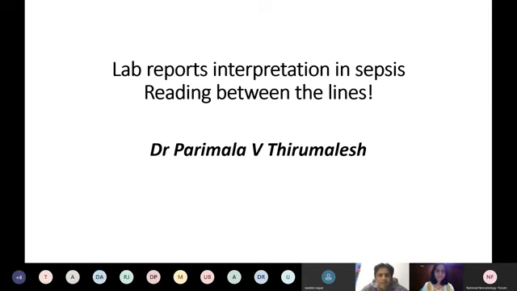So today we have got two most important and most interesting topics. One is interpretation of the lab reports, especially in sepsis. And followed by that, we have a talk on normal anatomy, ultrasound anatomy, and the normal views which are important to take when you're doing ultrasound scans, which has become a vital part and the most important part in our day-to-day management in NICU.